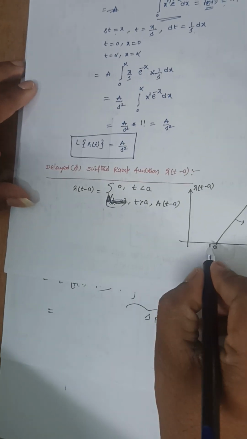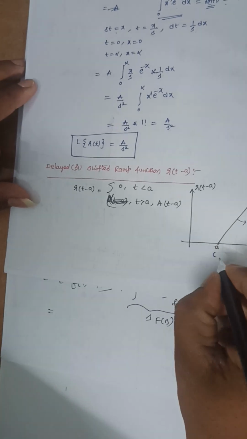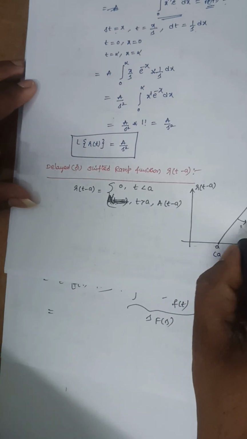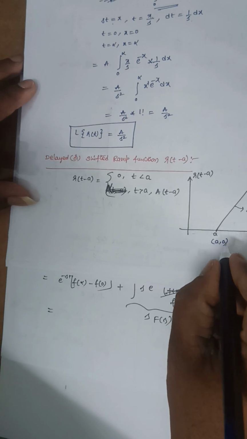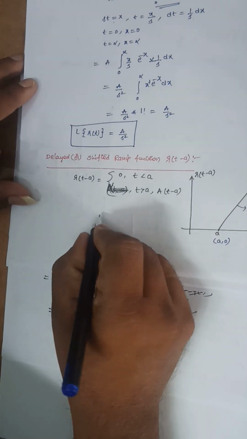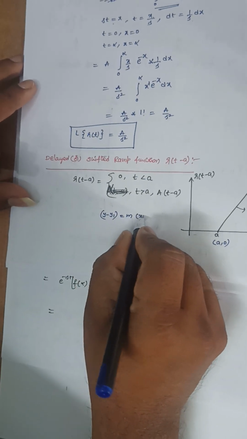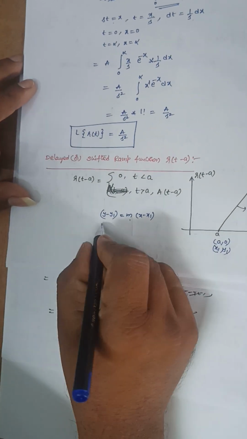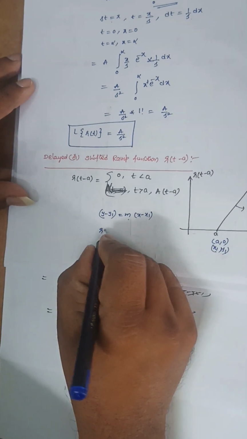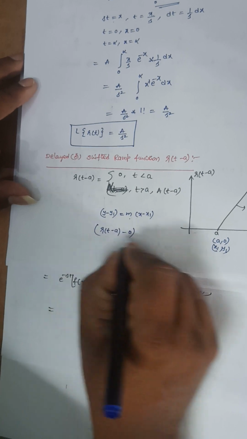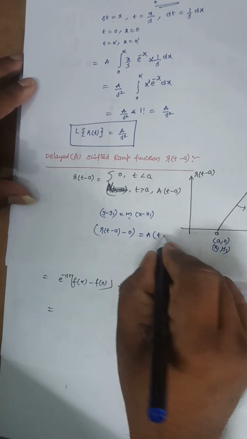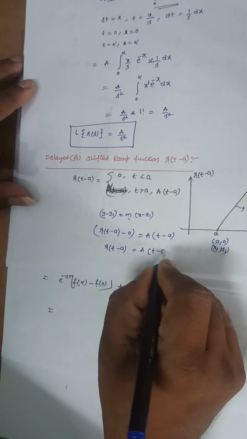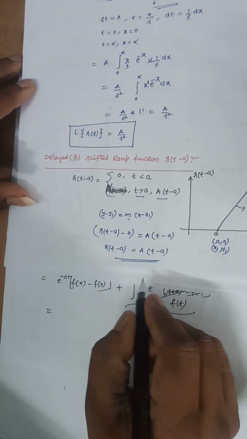Now see, if you want to find this expression, let us take this point: the y quantity is 0, the x quantity is a, so this point is a comma 0, and the slope of the curve is a. If I know one point and the slope, I can find the straight line equation. That expression is y minus y1 is equal to m into x minus x1. X1 is a, y1 is 0, and the slope is a here. In the y-axis I am taking r of t minus a, minus y1 which is 0. Here m is the slope a, x is t, minus x1, which is a. So r of t minus a is equal to a into t minus a. So for t greater than a, r of t minus a is equal to a into t minus a.